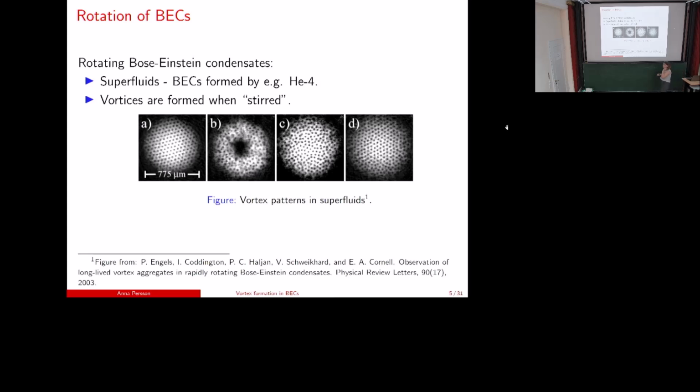So sorry, does it mean that the vortices can all spin in the same direction, if there's no viscosity? Yes. So they are quantized vortices. Depending on how fast you rotate it, you will get different patterns. You'll see some examples later on.